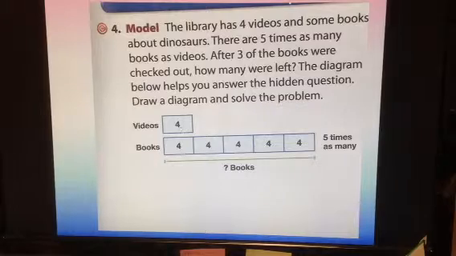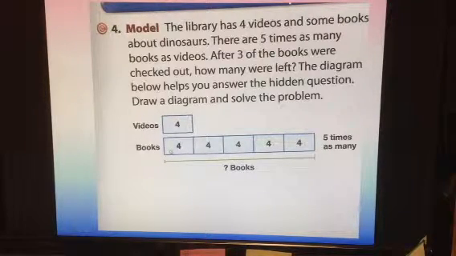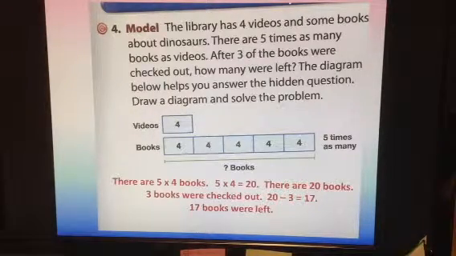So here's the picture. It says there are 4 videos. Here's the 4 videos. It says there are 5 times as many books as videos. Since we know there's 4 videos, we know it's 5 times 4 books. Here's 5 times 4. You're seeing the number 4 5 times. 5 times 4 books. Okay, so that helps you with the hidden question. You know the hidden question is, what is 4 times 5? 4 times 5 is 20. And then we know the question asks, after 3 of the books were checked out, how many were left? Since there are 20 books, 20 minus 3 is 17. 17 books were left.